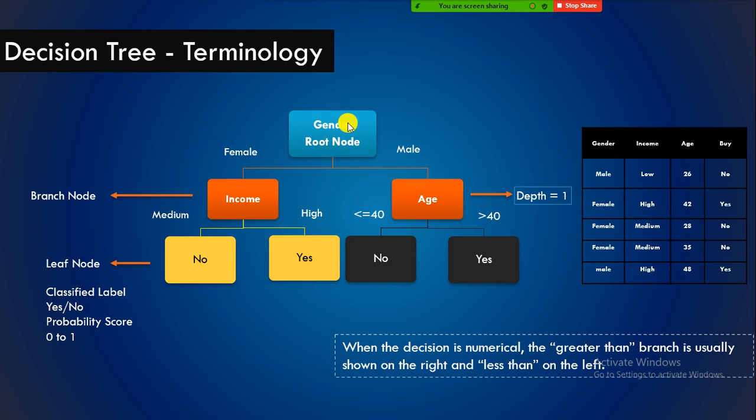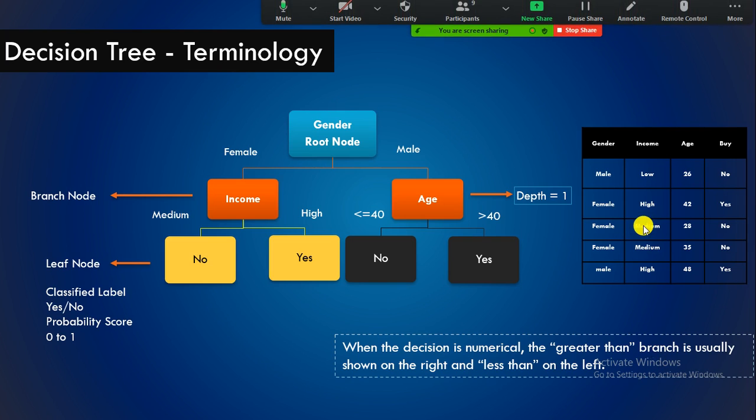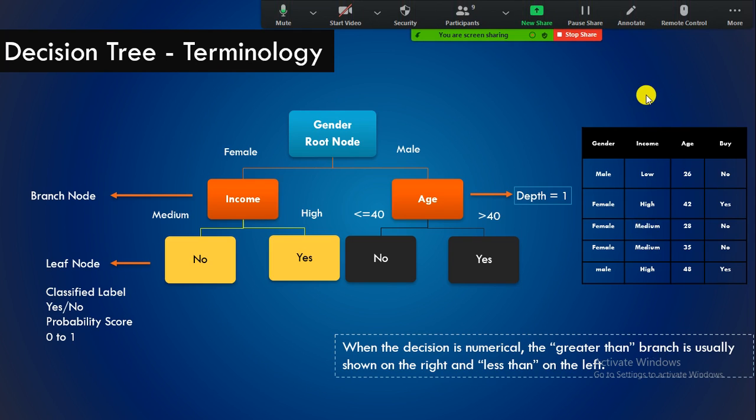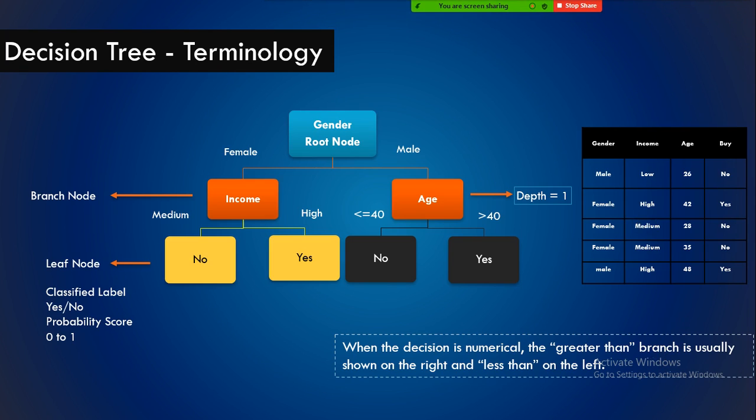Right? So this root node column, gender, is determined based on certain algorithms. We have something called Gini index, Gini split, and entropy, information gain, and we have something else called reduction in variance. Using those techniques, it will be determined, for the given data set, which column is supposed to be used as a root node, and which columns are supposed to be used as branch nodes. Hope it's clear, right?